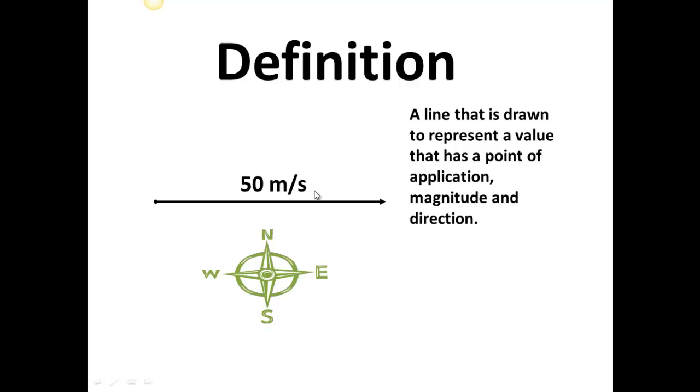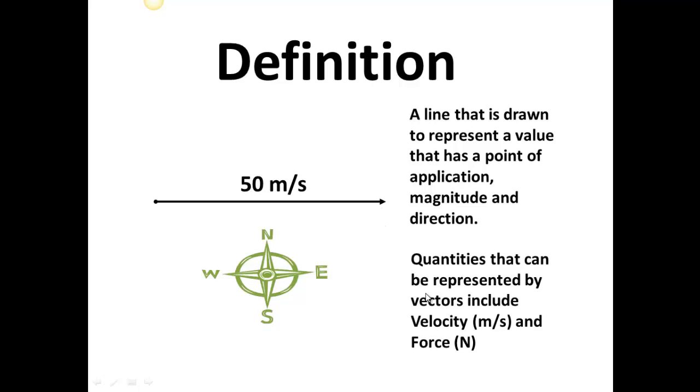So it's a line that's got a magnitude, and that magnitude is the value 50 meters per second. It's got a point of application, which is this dot here. So it starts here, is drawn 50 millimeters there, and it's got direction. If we look at the compass here, this is heading in an easterly direction. So this is a car or boat or whatever plane that's moving at 50 meters per second in an easterly direction.